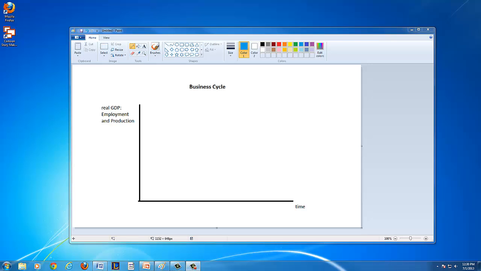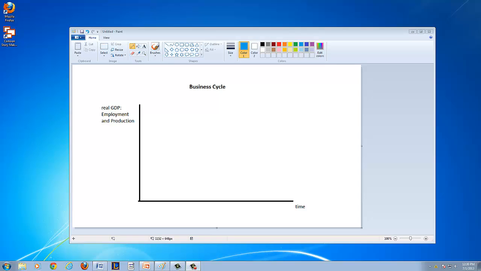In macroeconomics, we study what is going on with the overall economy. To review the overall economy, examine the business cycle. The business cycle is the short-run alternation between economic downturns and economic upturns.